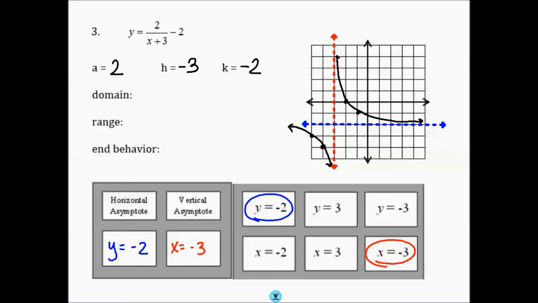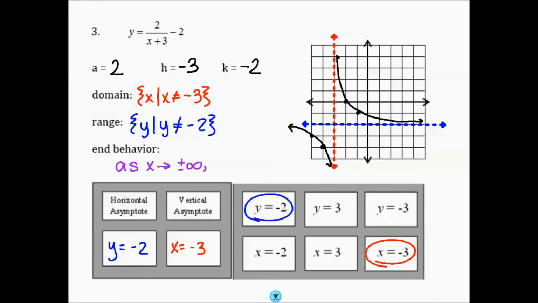Now remember that my domain is related to the vertical asymptote, which is x such that x does not equal h, which is negative 3. My range is related to the horizontal asymptote, so I have y such that y does not equal k, which is negative 2. And both ends of my graph are approaching the horizontal asymptote, so I can write my end behavior as x approaches positive and negative infinity, f of x approaches negative 2. And that is how you graph rational functions using transformations.